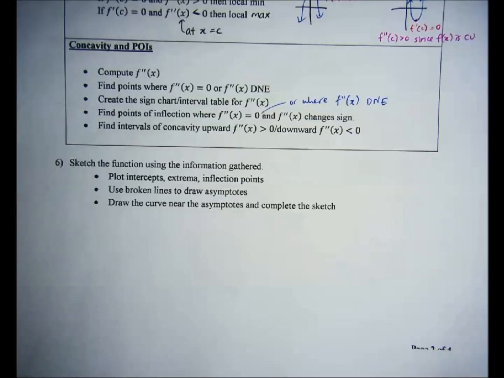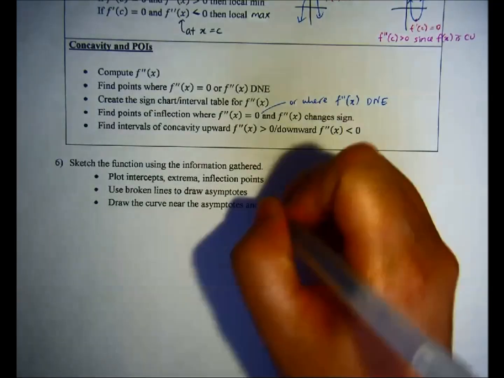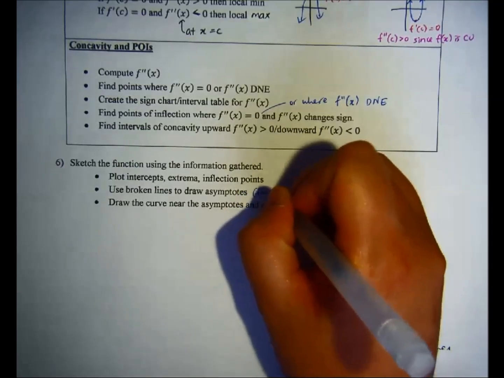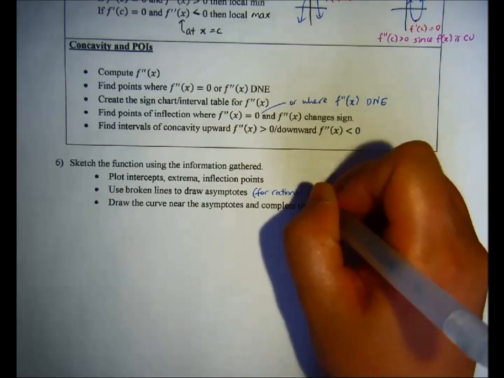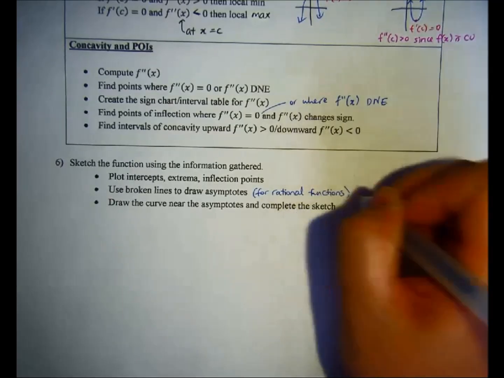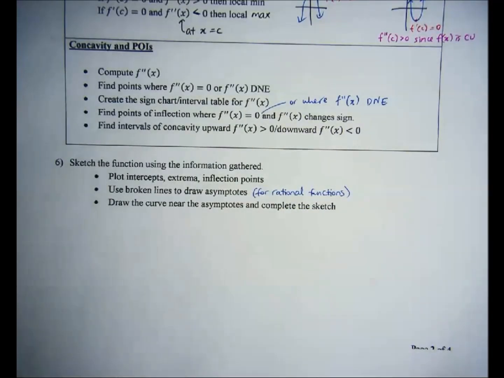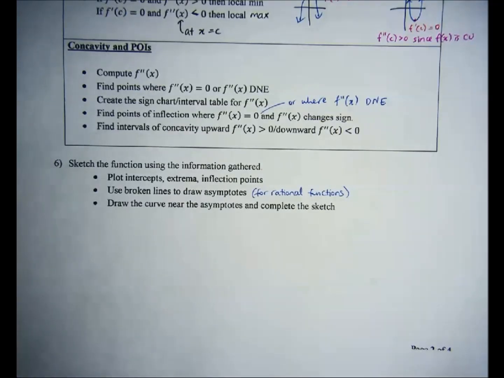Once you've done all of this, the last thing you want to do is sketch your function using all of the information that you've gathered. Figure out where your intercepts, extrema, and inflection points are and plot those points first. Any asymptotes that you might have for rational functions, make sure you draw them in using broken lines. And then you can draw your curves near your asymptotes to complete your sketch. So let's move on to some examples on the next page.